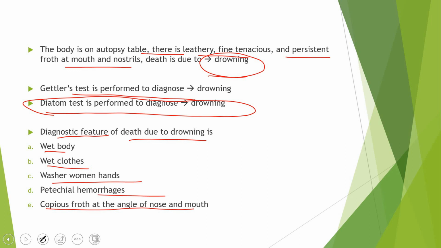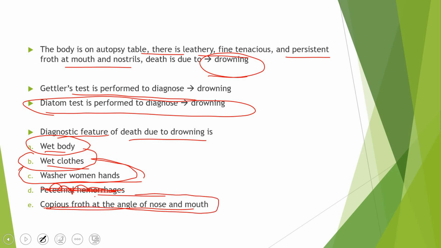Yes, it's E. Why? Because if the body is thrown after being killed through some other mechanism, if the body is thrown in the water or in a river, obviously the body will be wet. If the body is thrown after killing, obviously the clothes of the body will be wet. The person is thrown into the water after being killed, there will be a wrinkling of the skin of the hand, so the washerwoman hand finding will also be positive. Petechial hemorrhages is not a sign of drowning. So the most confirmatory sign in this MCQ is the presence of froth.